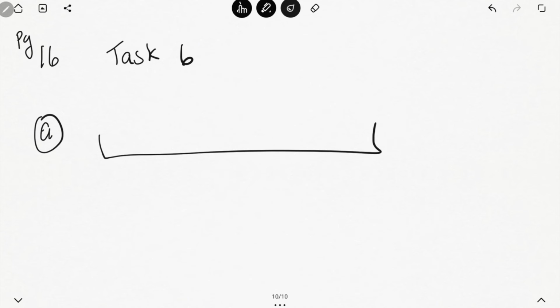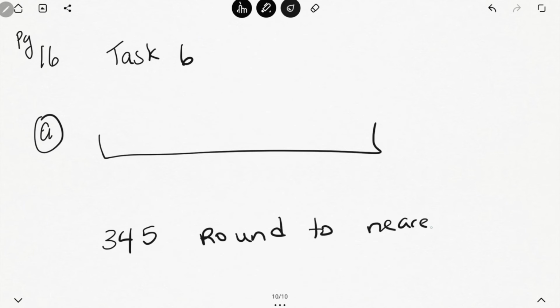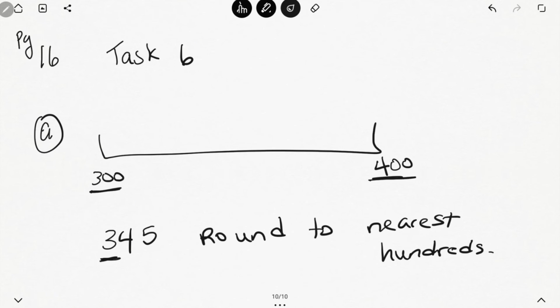Okay, so we're going to say 345, and we want to round it to the nearest 100. So what we have here is 345 is somewhere obviously between 300 and 400. How do I know that? Well, the digit in the hundreds place is 3, right? So we must know that we're either rounding down to 300 or rounding up to 400. What I would say is find the halfway point between 300 and 400. The halfway point is 350.